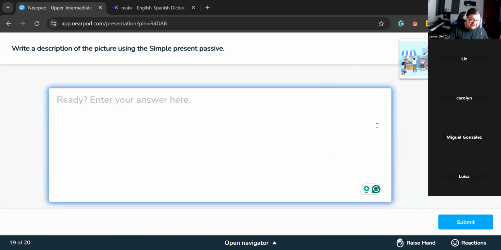Remember that the instruction is to use present passive to describe the photo, okay? That's what I need. Not a past passive, not simple present, not simple past. Simple present passive is the one that we need. This is just to reinforce the topic that we are studying today.